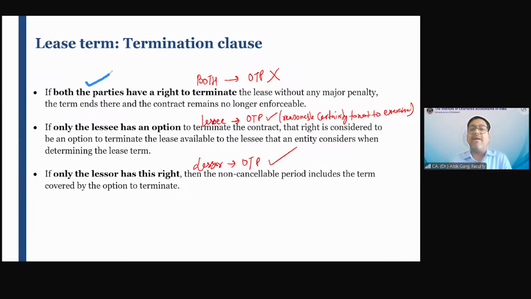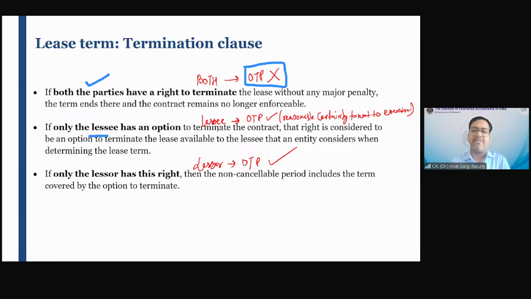So if both the parties have a right to terminate the lease without any major penalty, the term ends there and the contract remains no longer enforceable. In that case, optional termination period is not going to be considered. If both the parties have a right to terminate, both means lessor and lessee. If only lessee has an option to terminate.